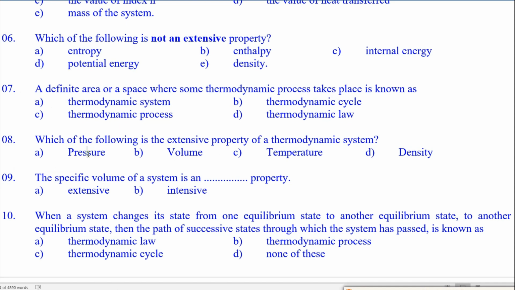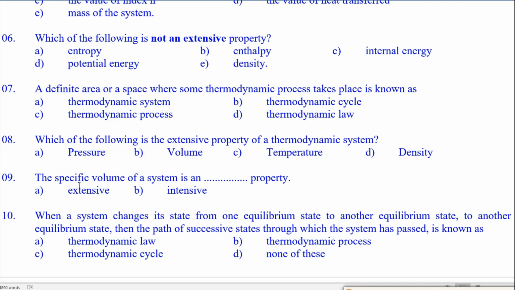Then question 8, which of the following is the extensive property of a thermodynamic system? Pressure is intensive, volume is not intensive, this is extensive, because volume of 1 kg mass is less than volume of 5 kg mass. So volume is extensive. Again temperature is intensive and density is intensive. So option B, volume is the extensive property.